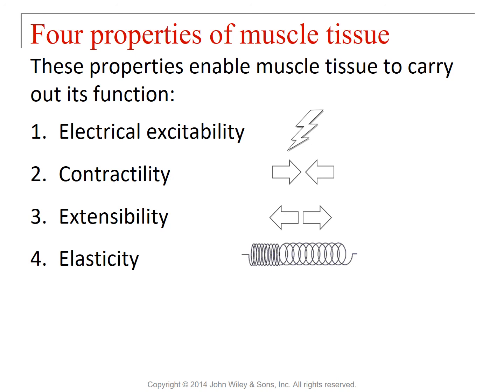Okay, contractility, or the ability to shorten, is a property that allows muscle tissue to carry out its function. Extensibility, in other words, the ability to stretch past the resting length without damage. And elasticity, which is the ability of the muscle to return to its original length after it's either been shortened or lengthened. So these are the 4 properties that allow muscle to carry out its function.